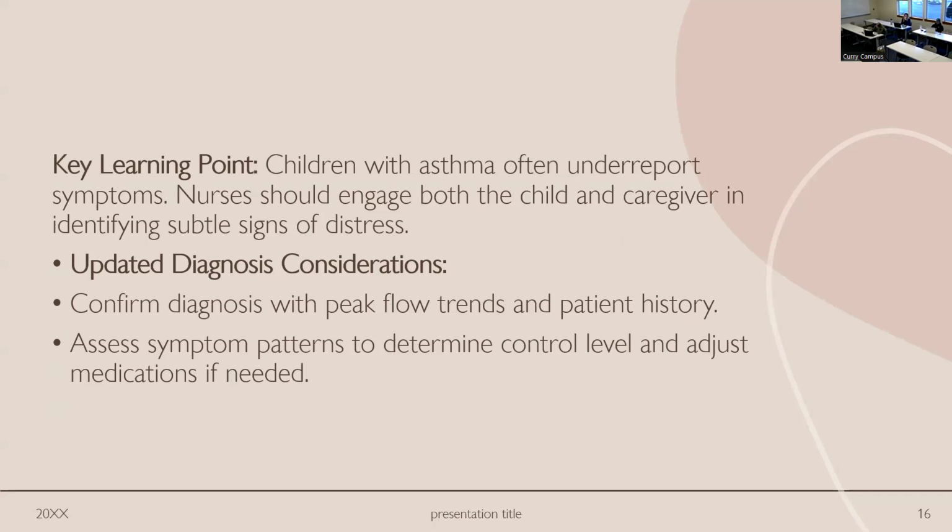Children with asthma often underreport symptoms. Nurses should engage both the child and the care provider to identify subtle signs of distress before things get worse. Sometimes kids can't really identify that, or they don't want to say anything. Confirm diagnosis with peak flow trends and patient history, and assess symptoms or symptom patterns to determine control level and adjust medications as needed.